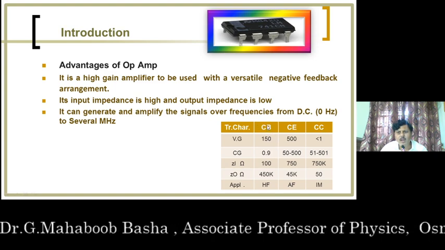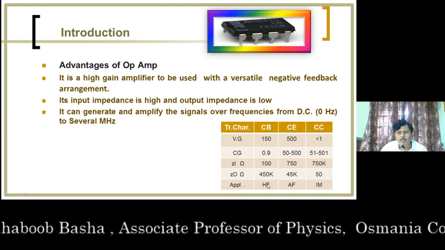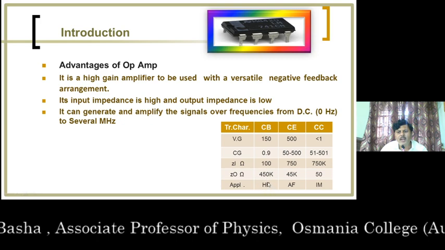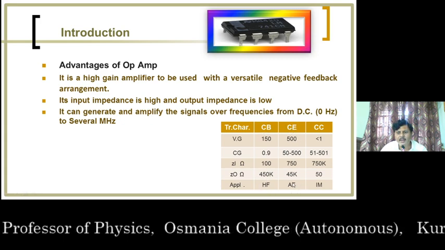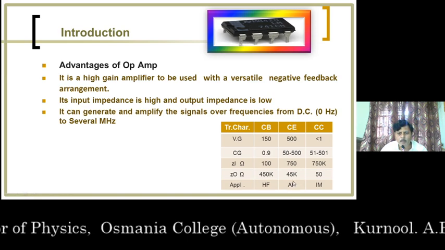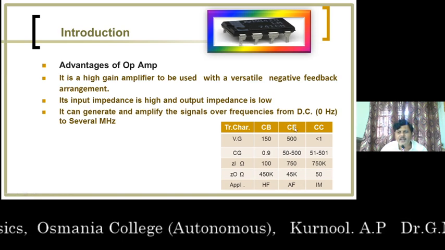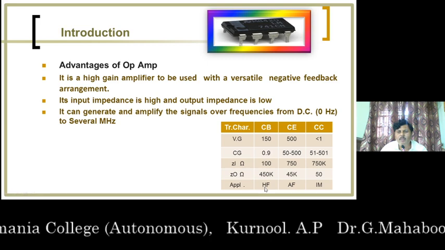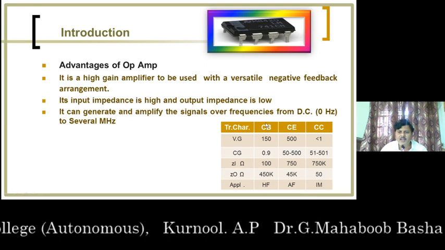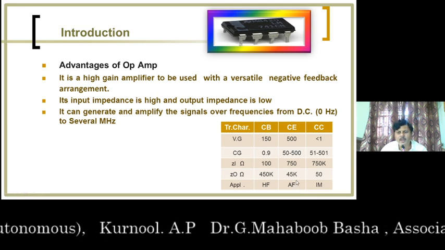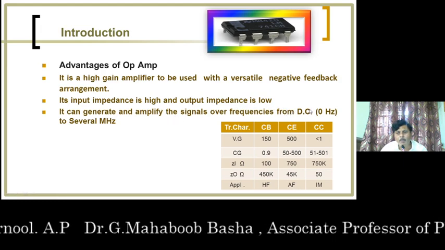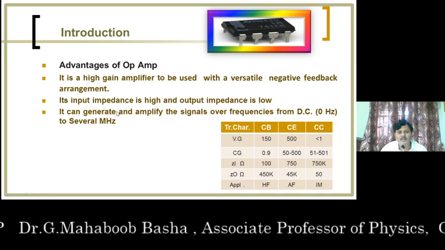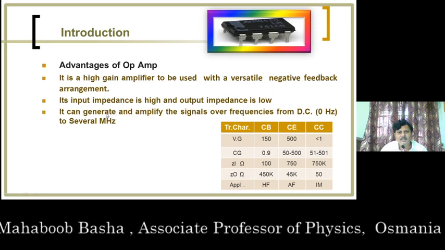In common base configuration, it can amplify only high frequencies. If you are using the transistor in CE configuration, it can amplify audio frequencies. It means the transistor connected in CE configuration cannot amplify high frequencies, and the transistor connected in CB configuration cannot amplify audio frequencies. But this IC741 can amplify from 0 Hz to several megahertz. This is the advantage of IC741.